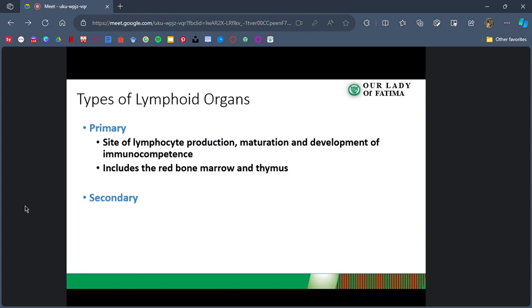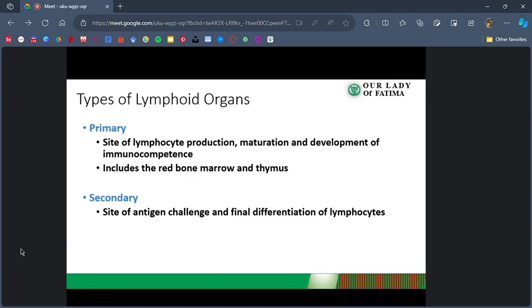Once immunocompetence is developed, the lymphocytes will now leave the primary lymphoid organs and go towards the secondary lymphoid organs, which are now the site where the lymphocytes will be exposed to pathogens, or what we call antigen challenge, and where they will now transform into their final subsets. The secondary lymphoid organs include the lymph nodes, the tonsils, and the spleen.